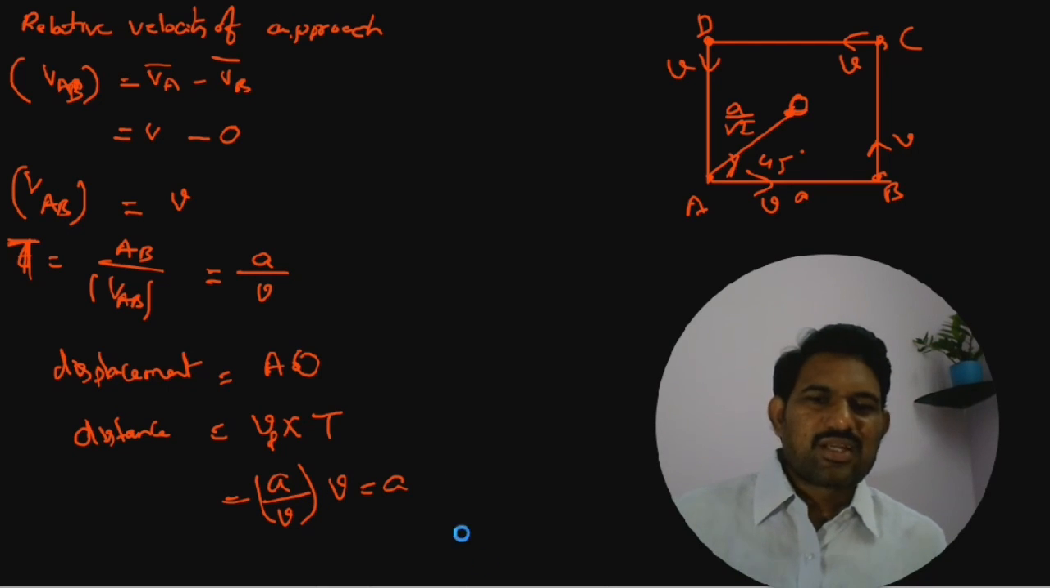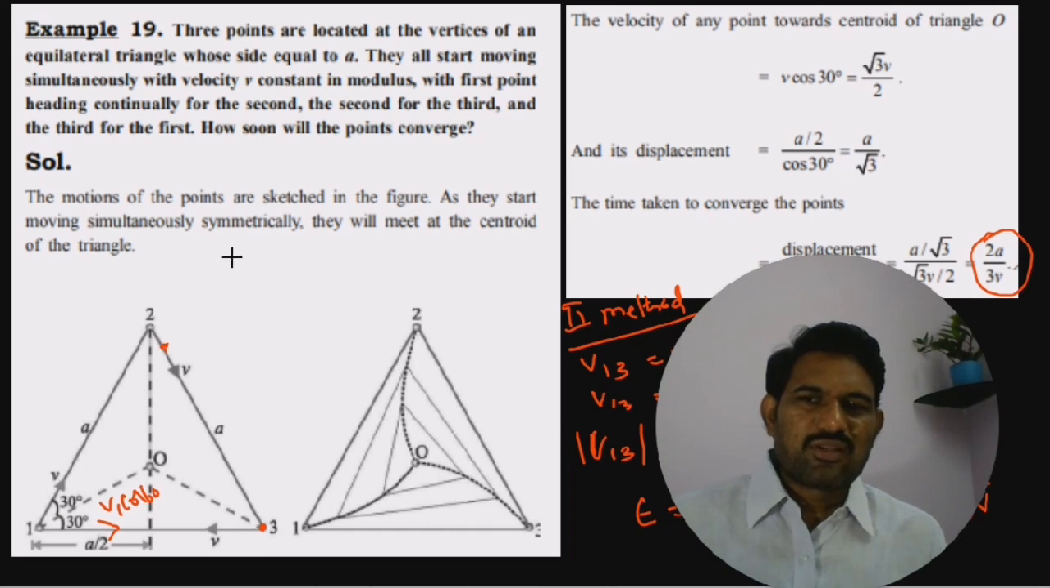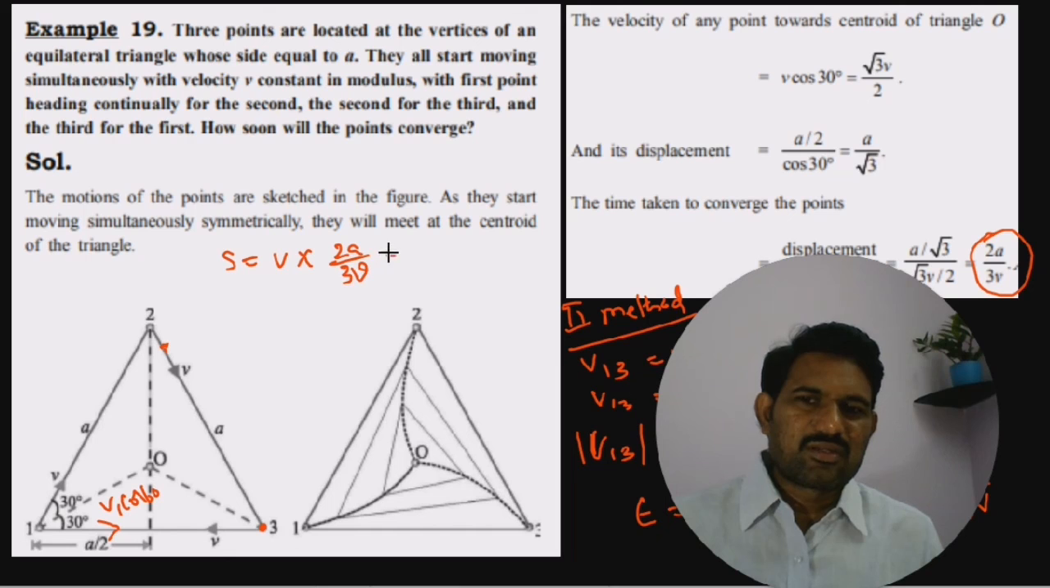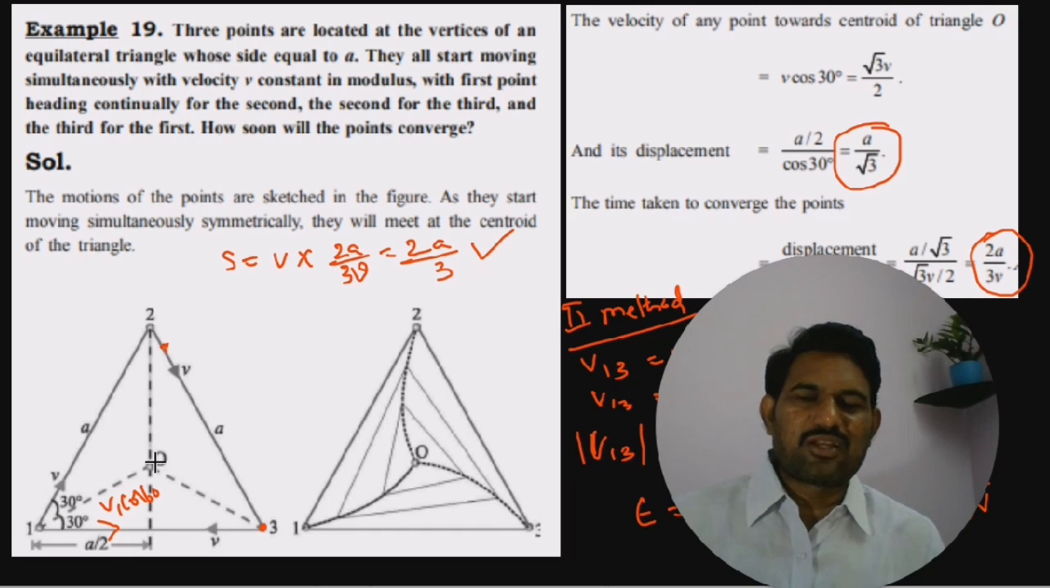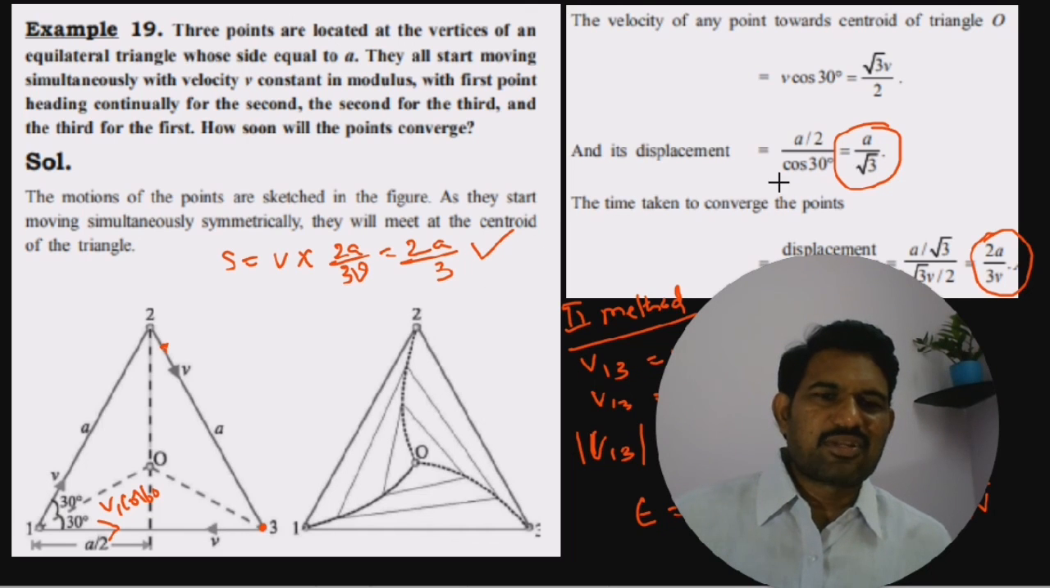Whereas if you come back to this problem, the distance traveled will be equal to the velocity of the particle, v, into the time taken by the particle, 2a by 3v, right? So it travels a distance of 2a by 3. Now we can observe that this is the distance, whereas the displacement is this one. Displacement is a by root 3, the distance of this particle from vertex to the center. So distance and displacement are different. This is a way of calculating the distance and displacement.